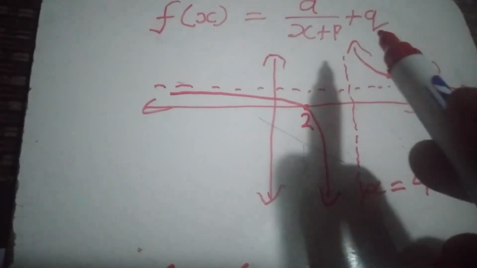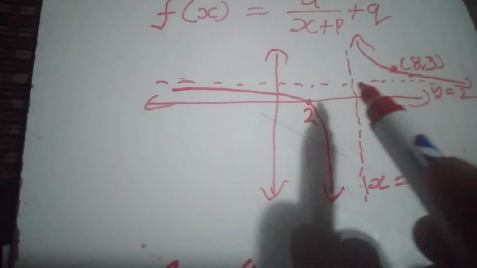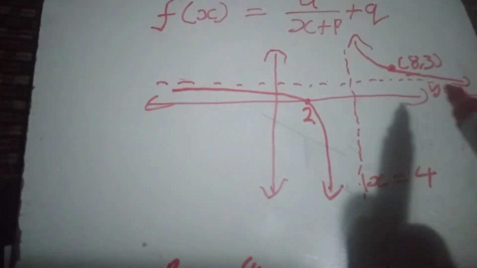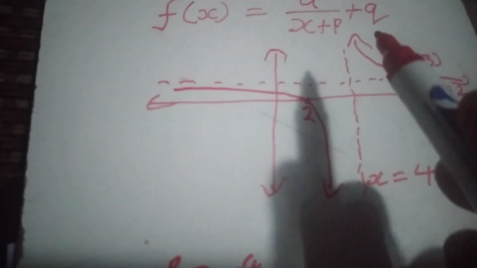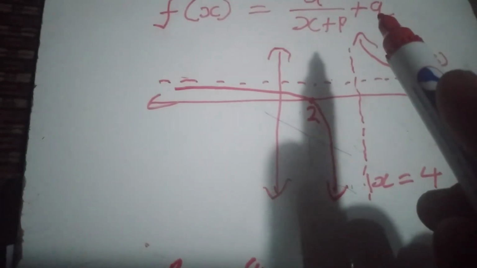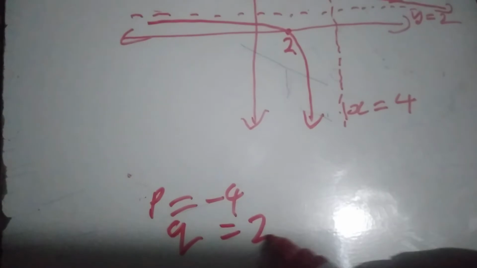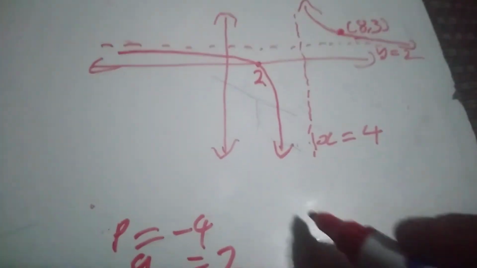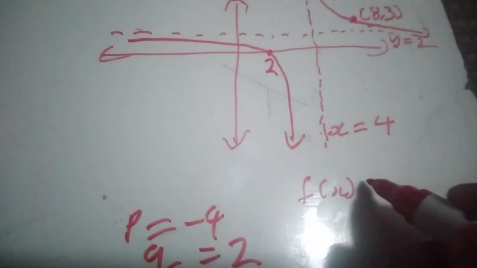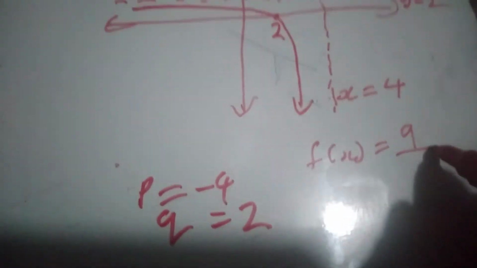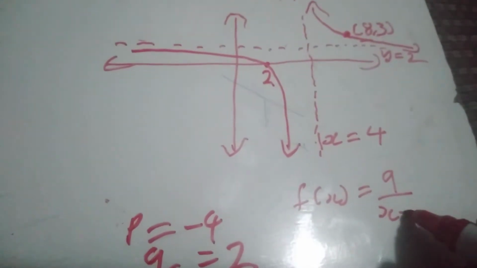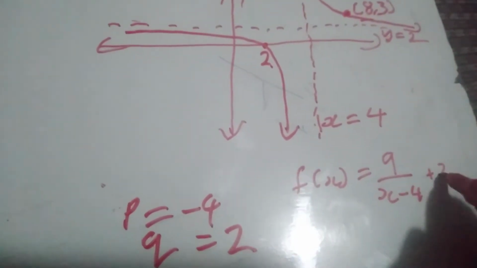always has to remain the same. It doesn't have to contradict with the graph. So if the horizontal asymptote is 2, it means q must be 2 also, so that it's going to be plus 2. So we have found the values of p and q. So it means f(x) is equal to a over x minus 4 plus 2.